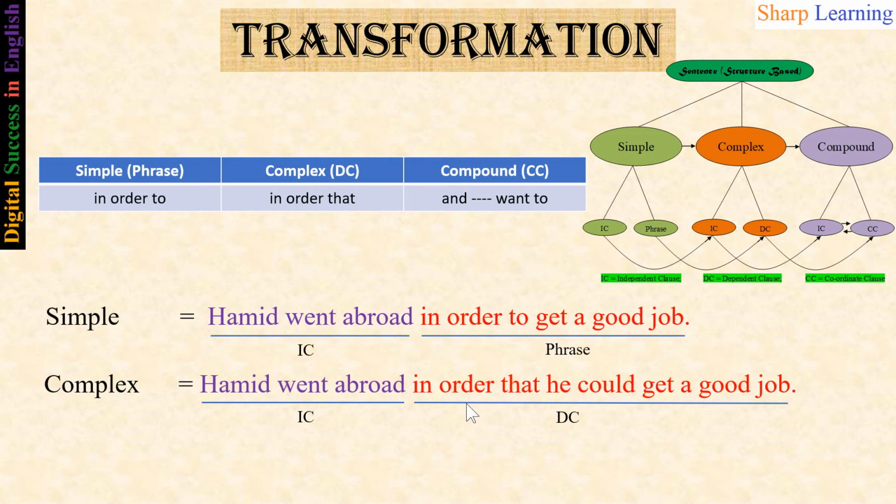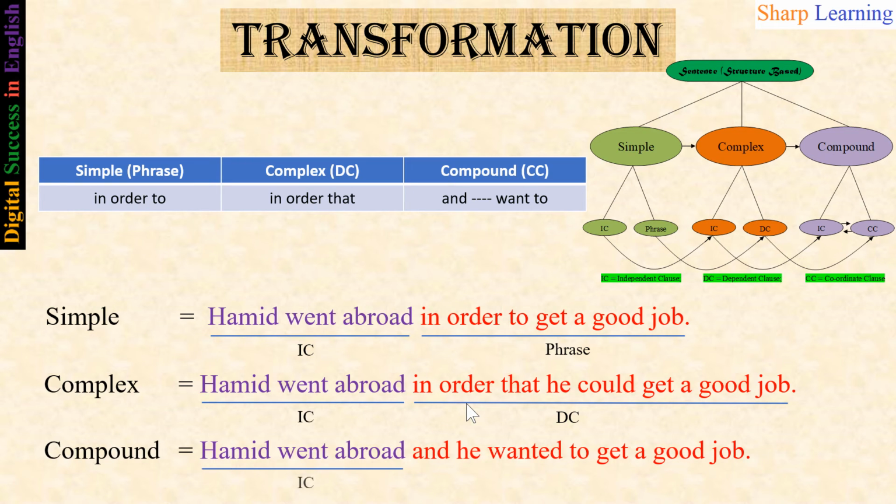Then compound: IC will be IC and DC will be CC. See here, "Hamid went abroad", same IC, and "he wanted to get a good job". See here, "and he wanted to get a good job". It has become a CC from DC.